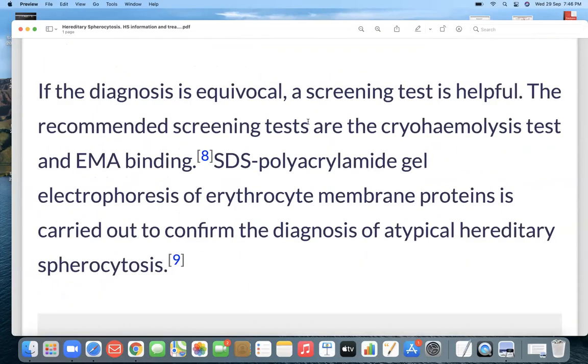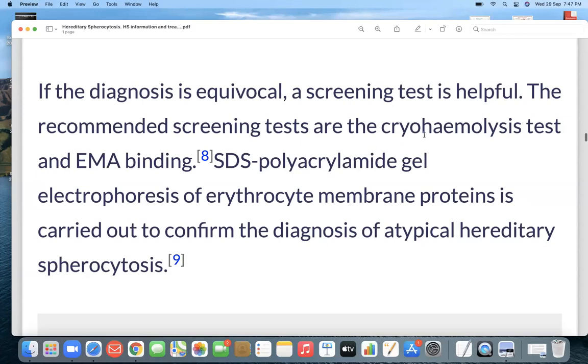Can anyone tell me about this EMA test, what they do? Any idea? No problem. We can see and understand. Anyway, it's a screening test. We have to remember the name here.